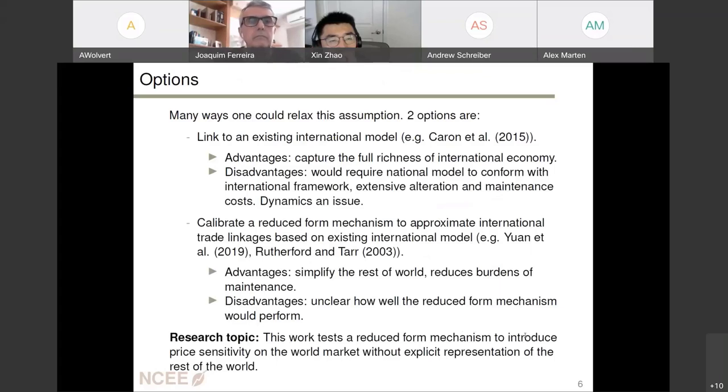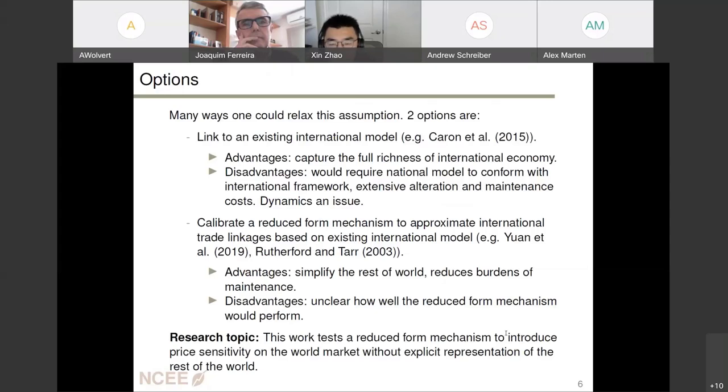And so there are many ways that you could think about relaxing this assumption. Two potential options would be to link to an existing international model. There's a variety of examples in the literature where folks have done this. For instance, Justin Caron and others linked an IMPLAN-based US-REP model with GTAP in an application on subnational leakage. The advantages there are that you would capture the full richness of the international economy. But then there are obvious disadvantages as well. You'd have to require that the national model conform to the international framework. It may require extensive alterations and then subsequent maintenance costs to maintain two modeling frameworks.